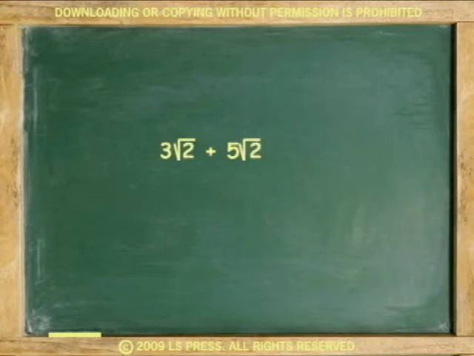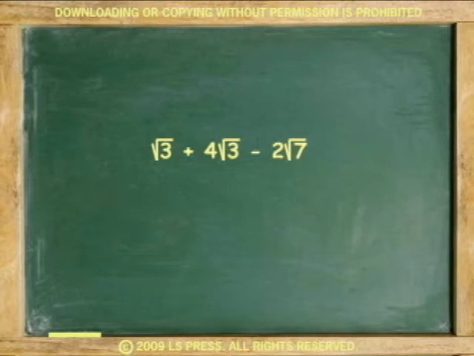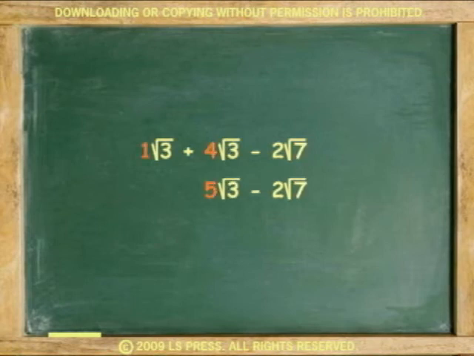For example, add 3 radical 2 and 5 radical 2. We may add the 3 and the 5 because they both contain radical 2. Answer, 8 radical 2. Another example. Add or subtract radical 3 plus 4 radical 3 minus 2 radical 7. One radical is different and cannot be subtracted. That would be radical 7. But the ones with radical 3 get added.